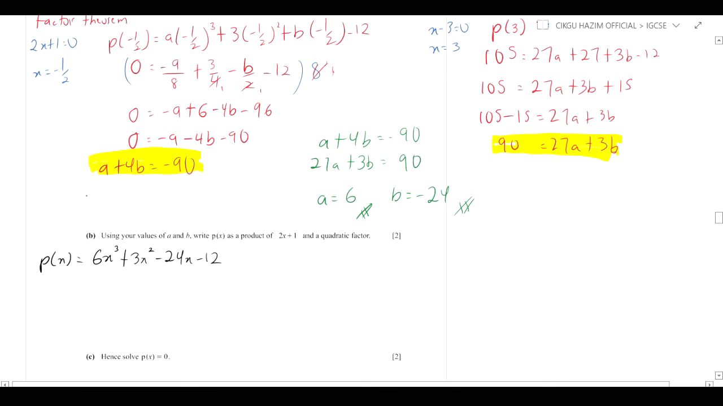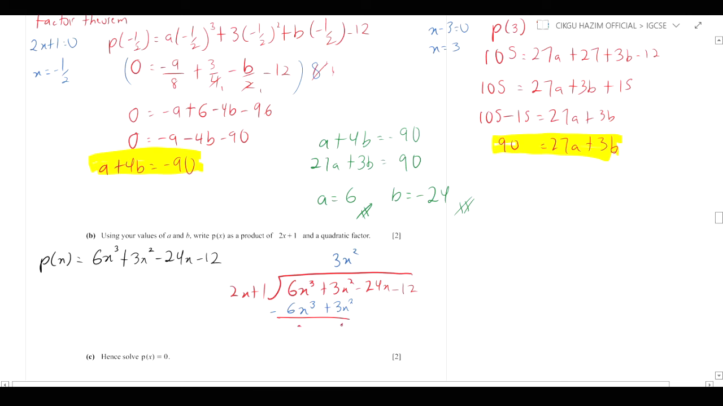How do we write it as a product of 2x plus 1 and a quadratic? We need to use the long division method. Of course, long division is a bit annoying because it's long, but it is what it is. 6x cubed plus 3x squared minus 24x minus 12 divided by 2x plus 1. 2x multiplied by what to get 6x cubed? It becomes 3x squared. 3x squared multiplied by 2x is 6x cubed, and 3x squared multiplied by 1 is 3x squared. So we minus these things.